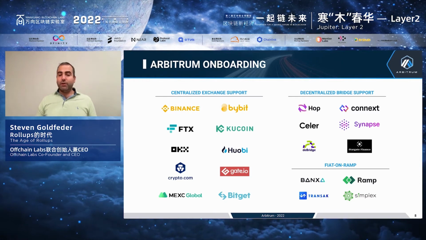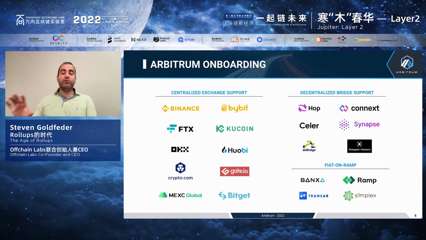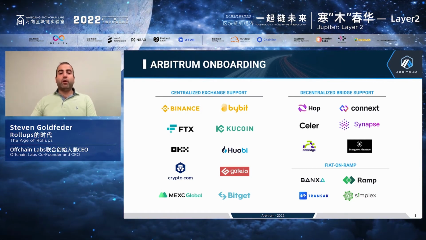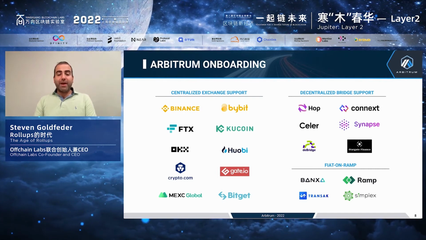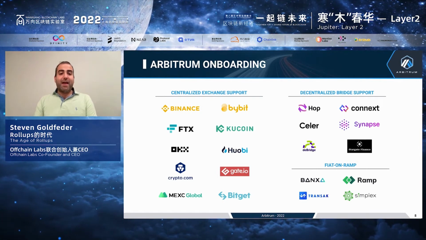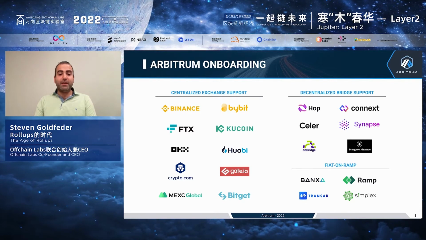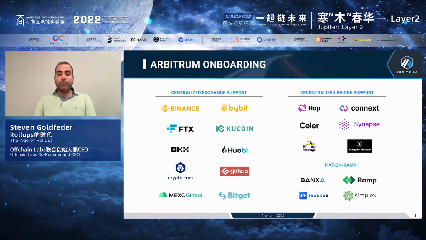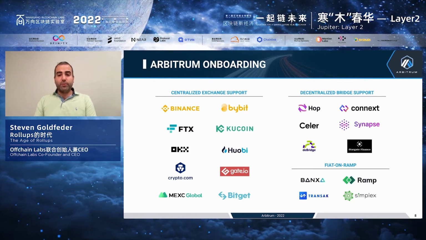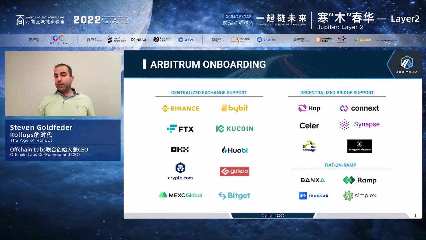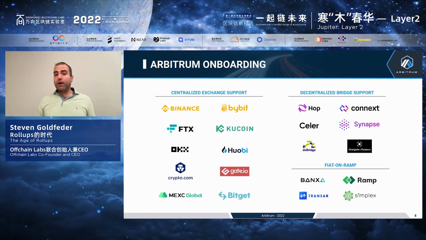What that means is you go to the exchange and you say, hey, I want to withdraw, and you have an option to withdraw to Arbitrum. And we have many exchanges, including Binance, FTX, Crypto.com, and many others that are offering their onboarding and offboarding directly into the Arbitrum ecosystem.